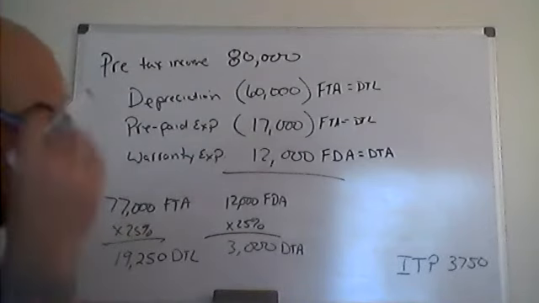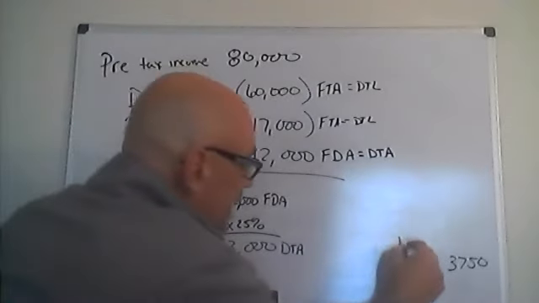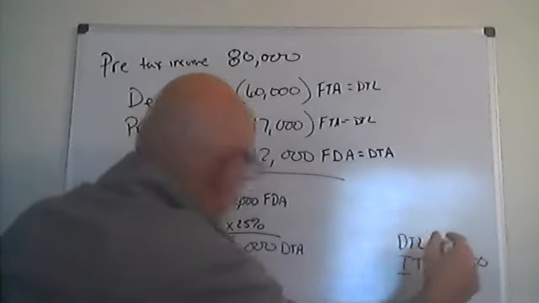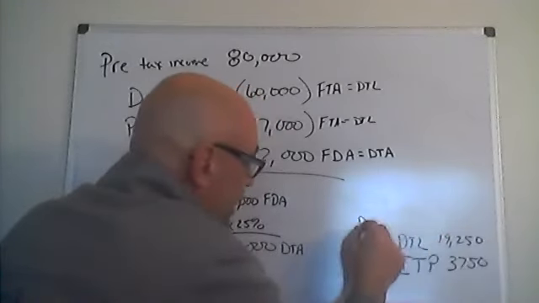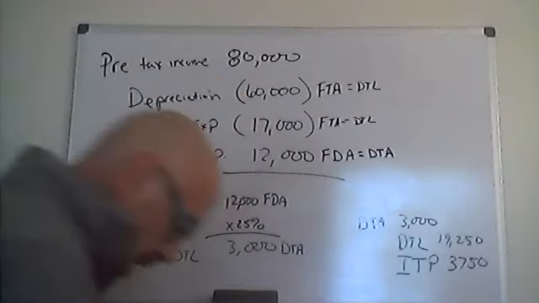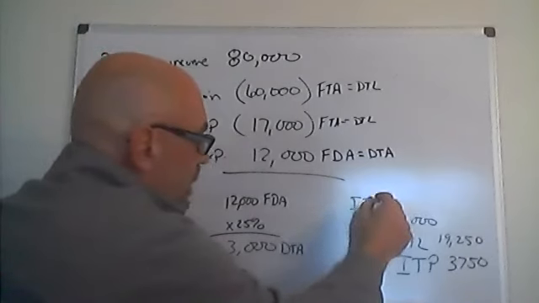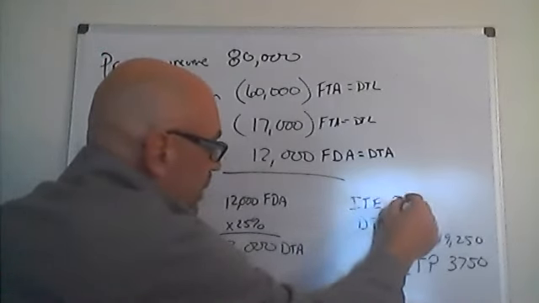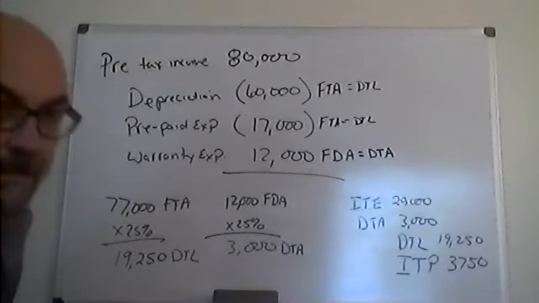We have no beginning balances given, so we will put these into our journal entries. Deferred tax liability, $19,250. Deferred tax asset of $3,000. And the final step is to plug income tax expense in order to make your journal entry balance. In this case, it comes out to $20,000.